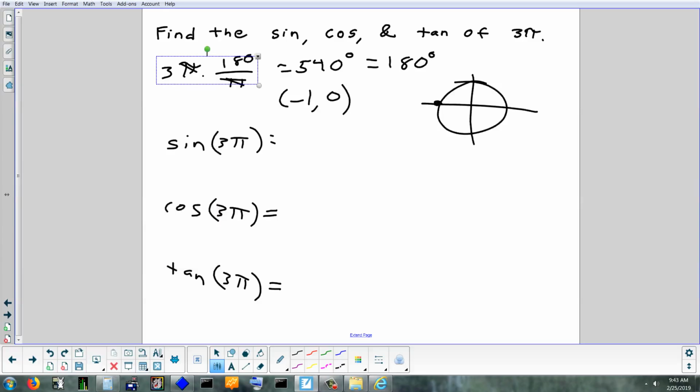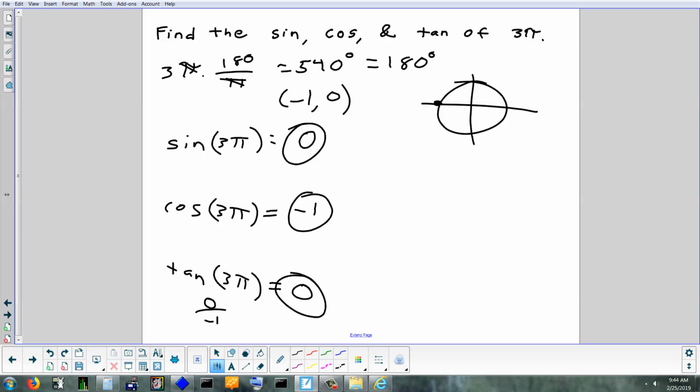Okay. So my sine, how about Maddie, what's the sine here? 0. Yep. So sine is 0. Dan, what about my cosine? Yep. Negative 1. And now the tangent, you're dividing the y by the x value. 0 divided by negative 1. So what does that come out to? That comes out to 0. Yep.